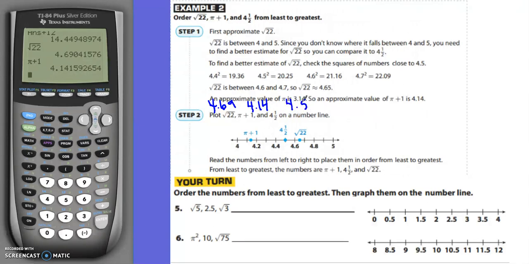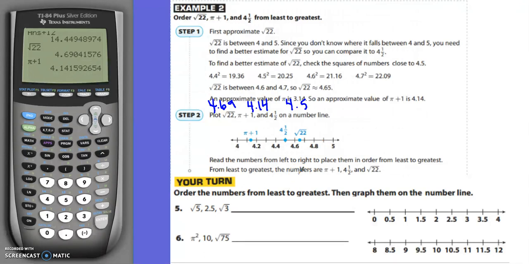Alright, so if you look here, the one that's going to be the smallest is the pi plus 1, which is closer to 4 and 2/10. Then the next is going to be 4.5 because 4.5 is smaller than 4 and 69 hundredths. And then lastly, square root of 22 would be last. And we want to write it in its original format again. Alright, so let's do number 5 and number 6.